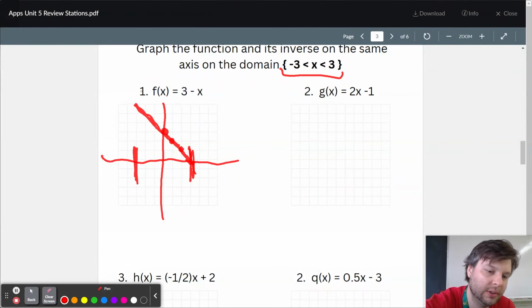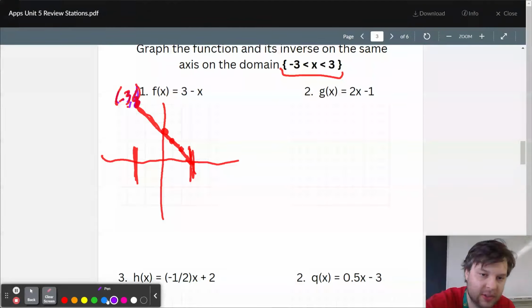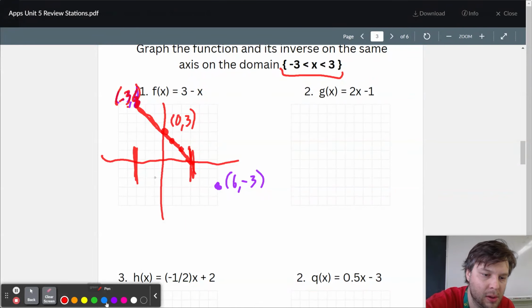Now I'm going to graph the inverse. The way you get the inverse is you switch those points. So this point right here, negative 3 comma 6, actually I should make that in red because that's on my original graph. That's going to flip around to an inverse point of 6 comma negative 3. So 6, negative 3. Original graph had a point of 0 comma 3. Inverse graph is going to have a point of 3 comma 0. I connect those two.